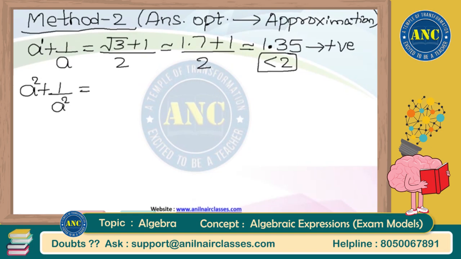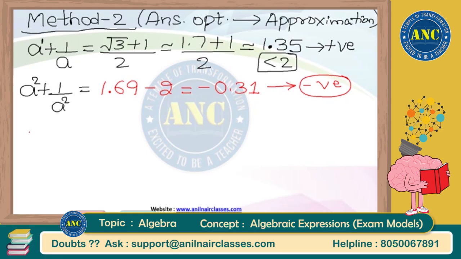Now approximately this 1.35, I will approximate it to 1.3. I will square 1.3; the square is 1.69. Subtract from 2: 1.69 minus 2 is 0.31. That means, can I say that a square plus 1 by a square is a negative value.